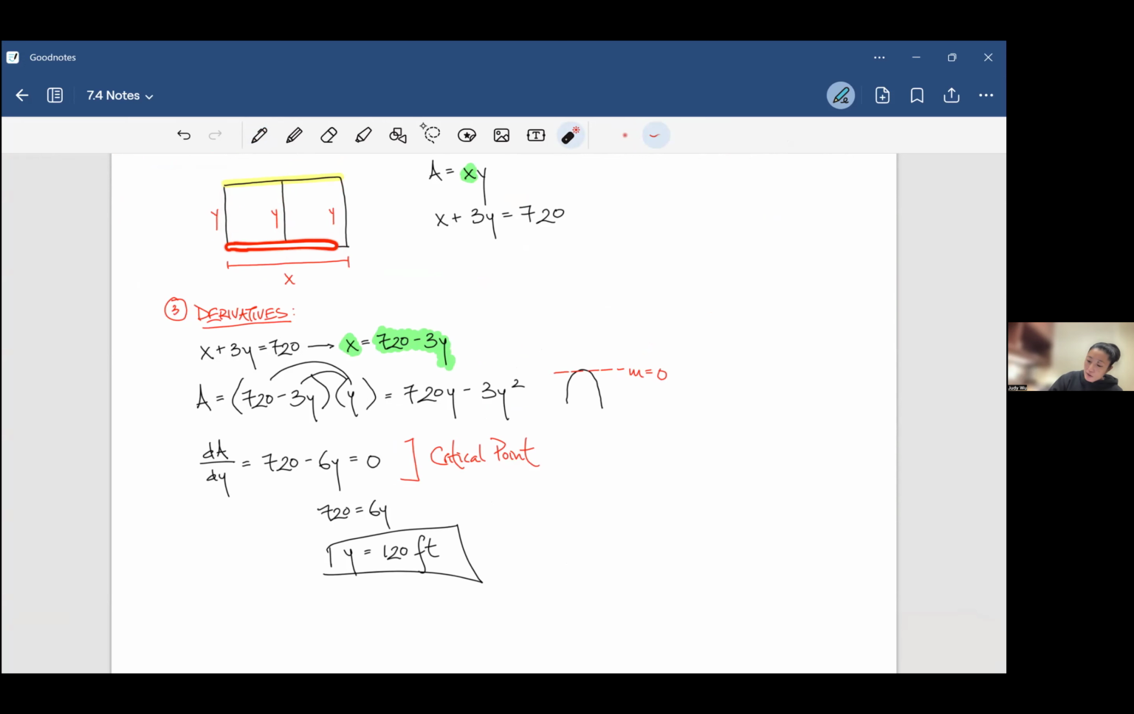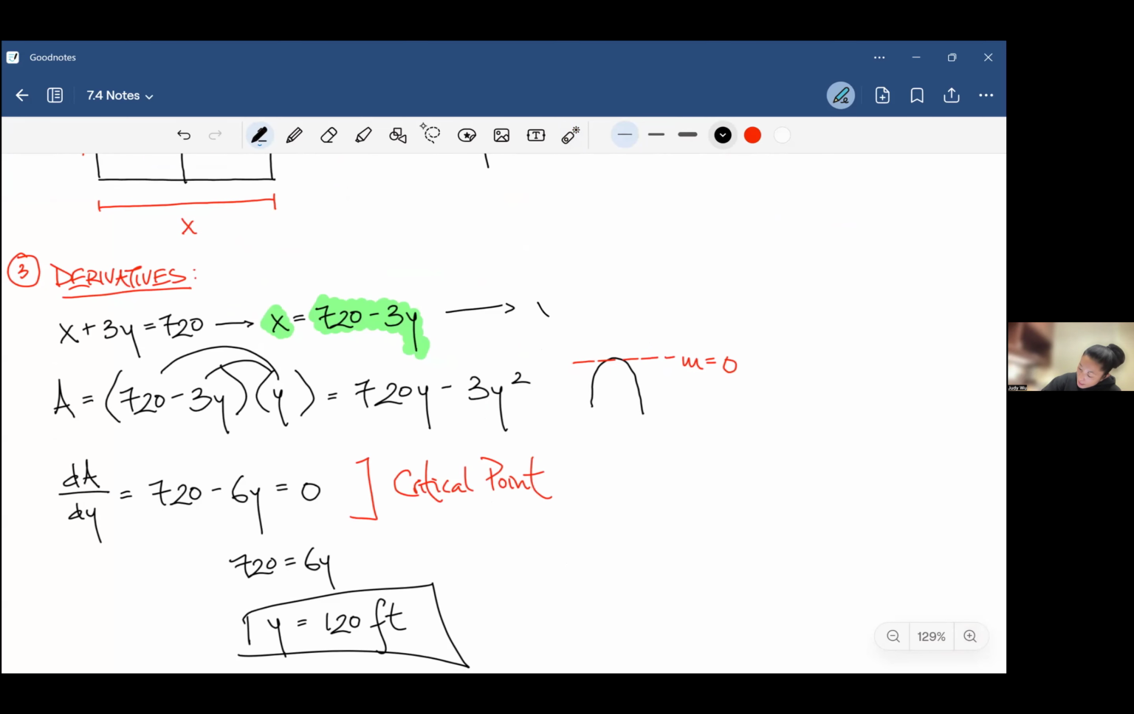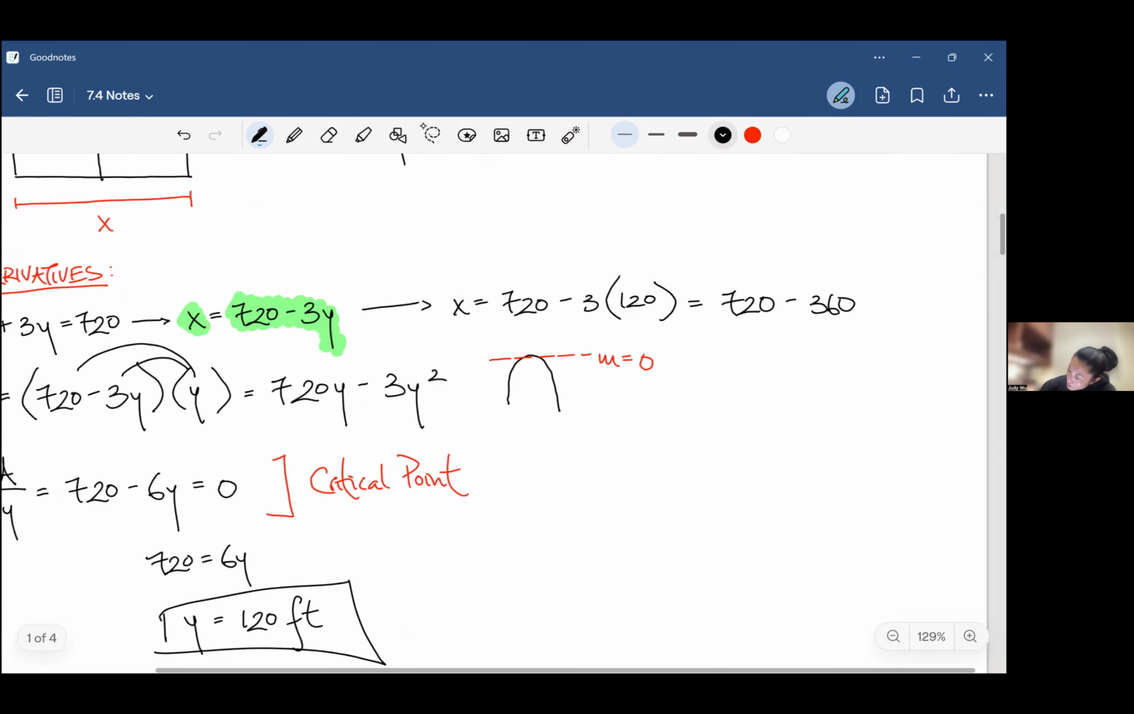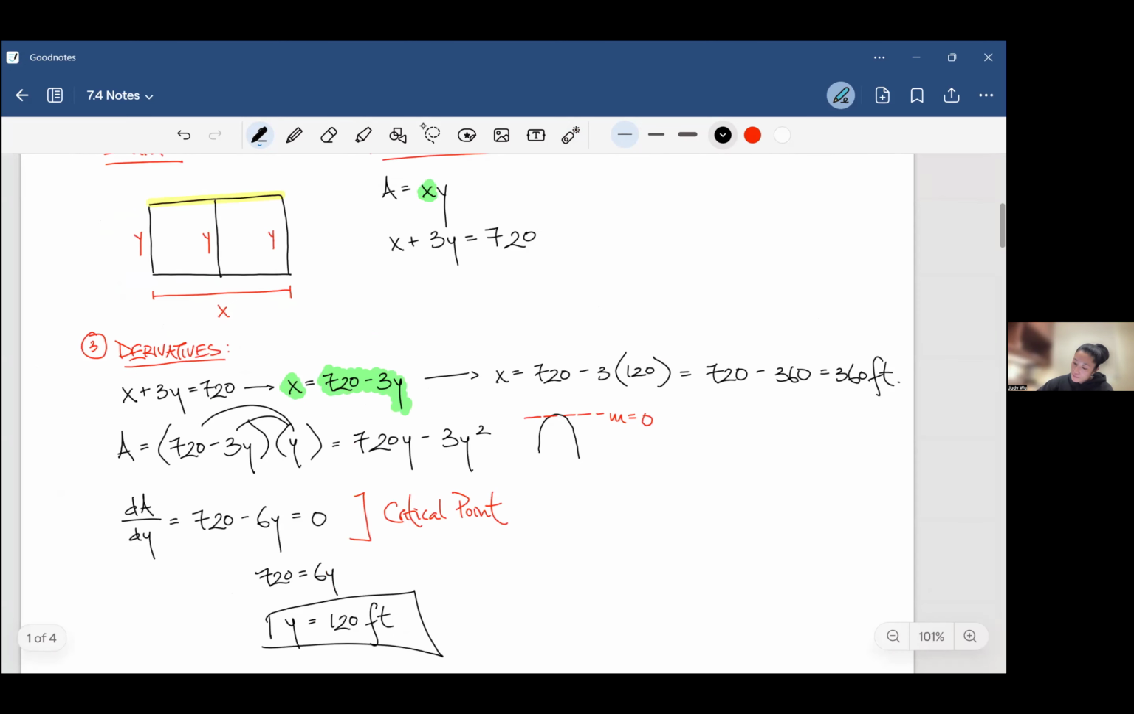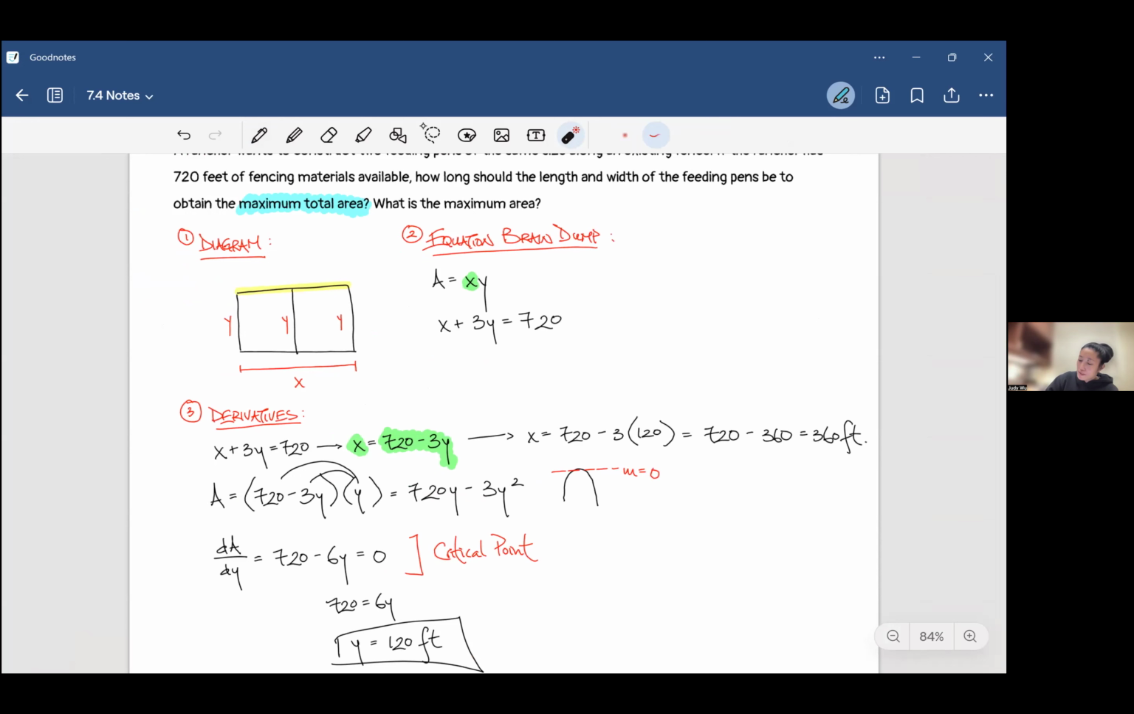Now we have to find our x value, and it turns out that that green highlighted equation is going to be really helpful because now we can say x equals 720 minus 3 times 120. So whatever y value we got, we now plug that back into the equation, and we'll get 720 minus 360, which should give us 360 feet. All right. So this question, remember, is asking us how long the length and the width are. So I believe we found that, right? We found x to be 360 and y to be 120 feet.